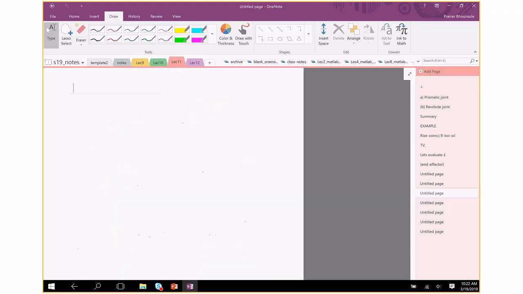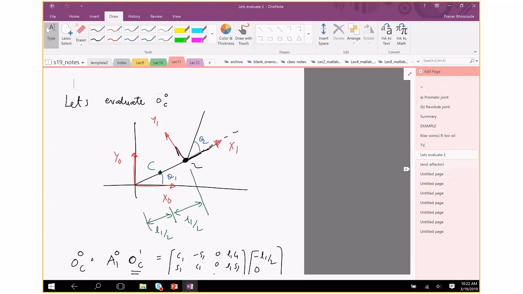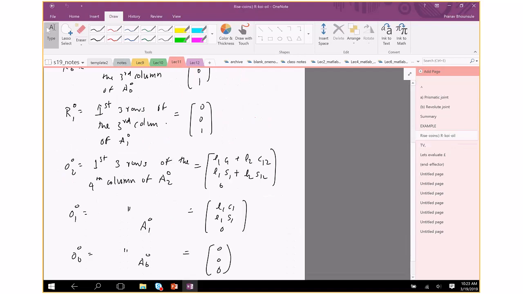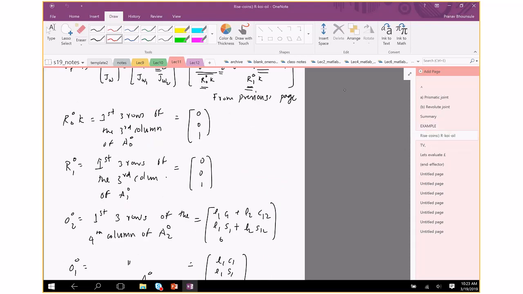Here in this particular case I also did the Jacobian of point C. What is point C? Point C is this point. It's not the end effector. So how do you do that? You might want to go through this problem. I believe there's a question in the homework which talks about finding the Jacobian of a point which is not the end effector. Okay, so that's one use of the Jacobian.